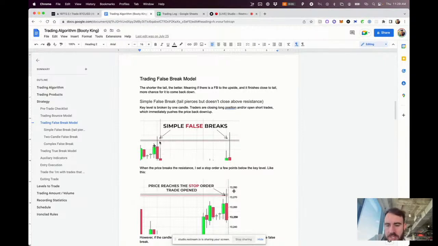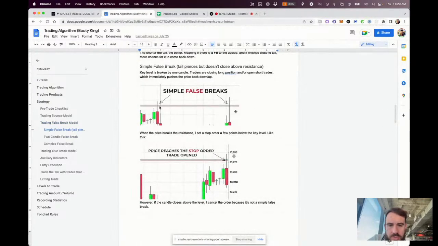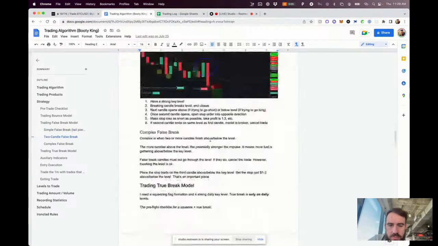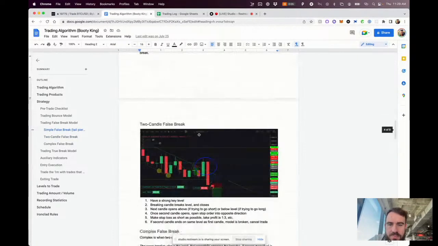So in this example, the wick pierces the resistance, and then as it's coming back down, their stop losses are hit, and then our shorts are hit. So we're just counter trading retail. A wick can pierce, or we can have a nice little twin towers with 2 candles. There can be more candles than that, but ideally it's either just a wick or 2.